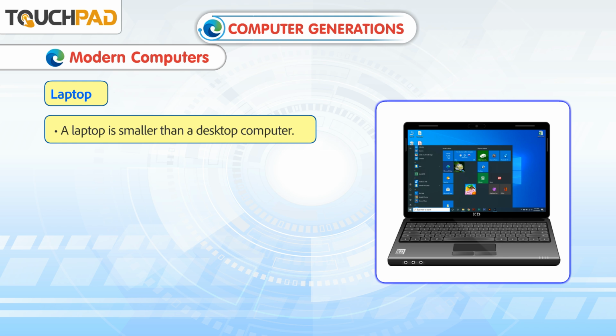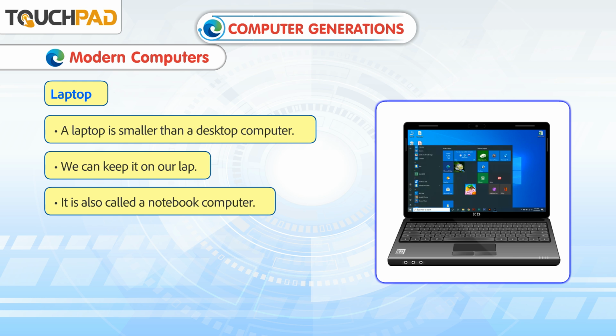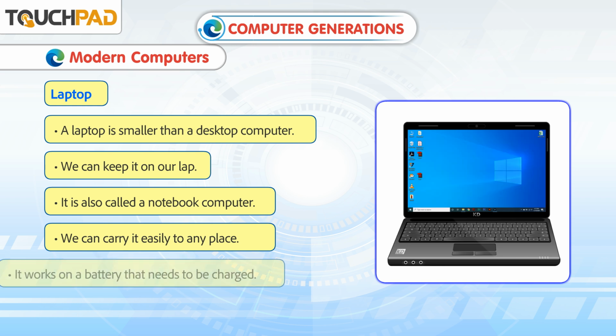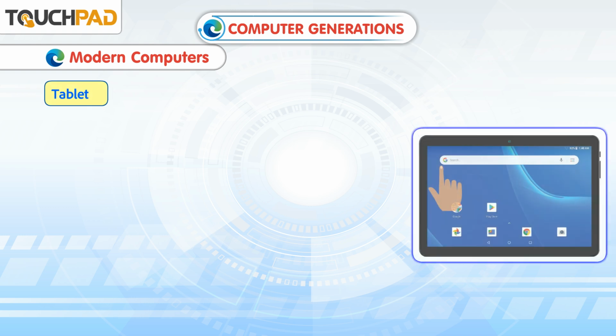Laptop. A laptop is smaller than a desktop computer. We can keep it on our lap. It is also called a notebook computer. We can carry it easily to any place. It works on a battery that needs to be charged.